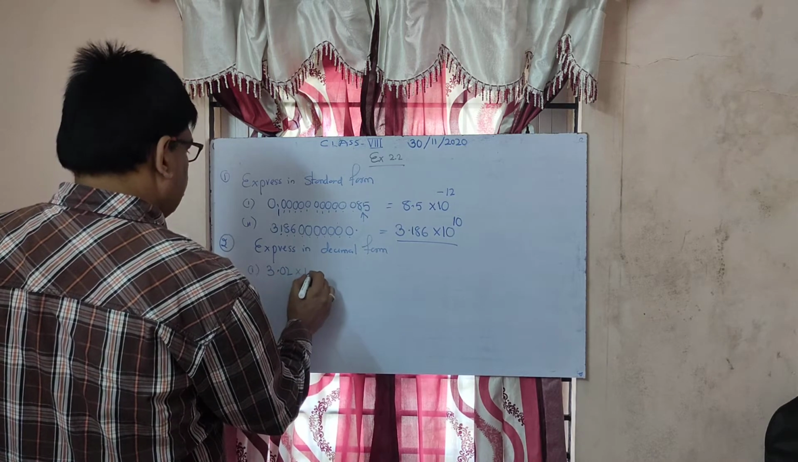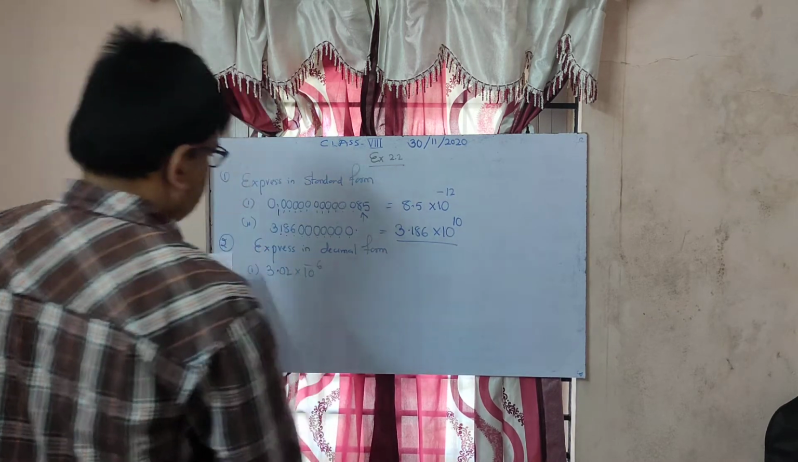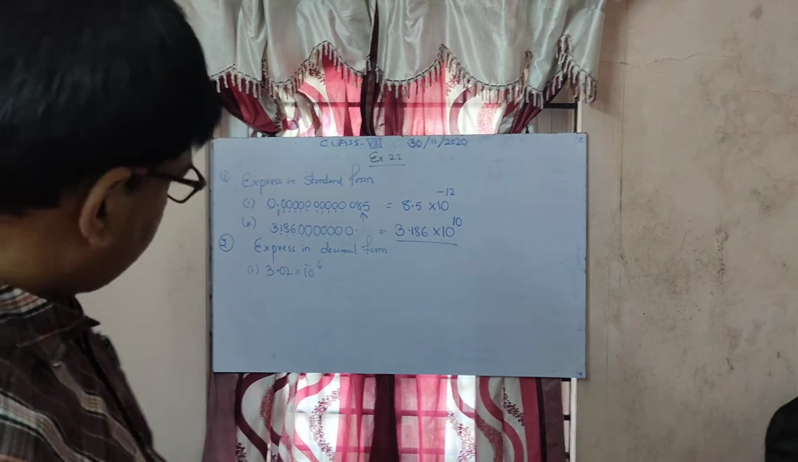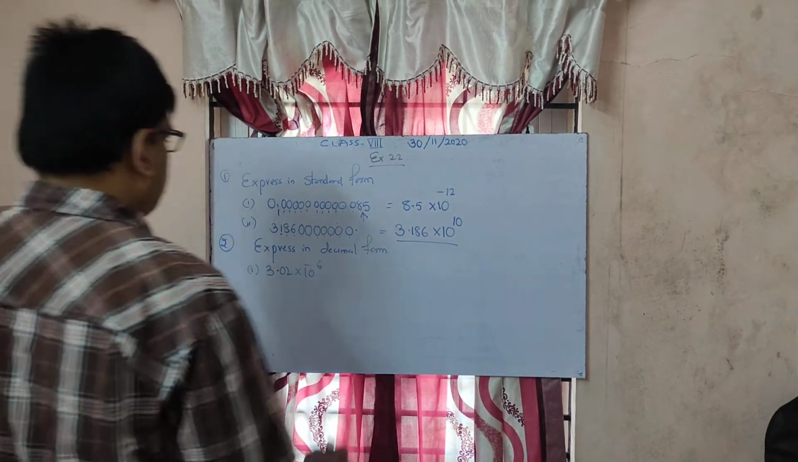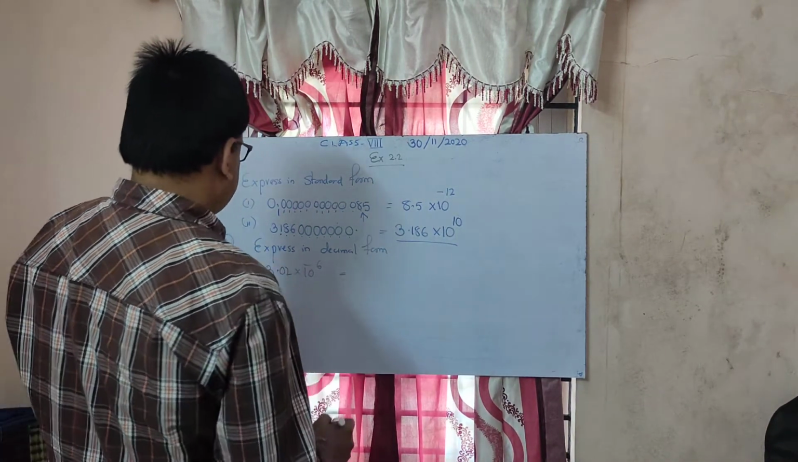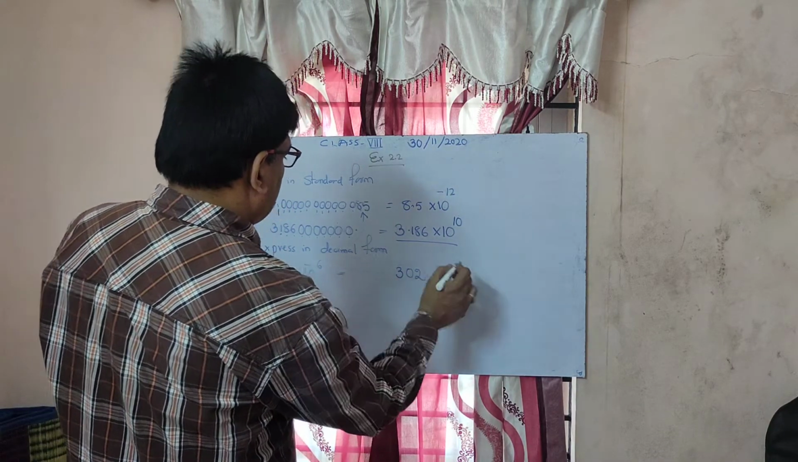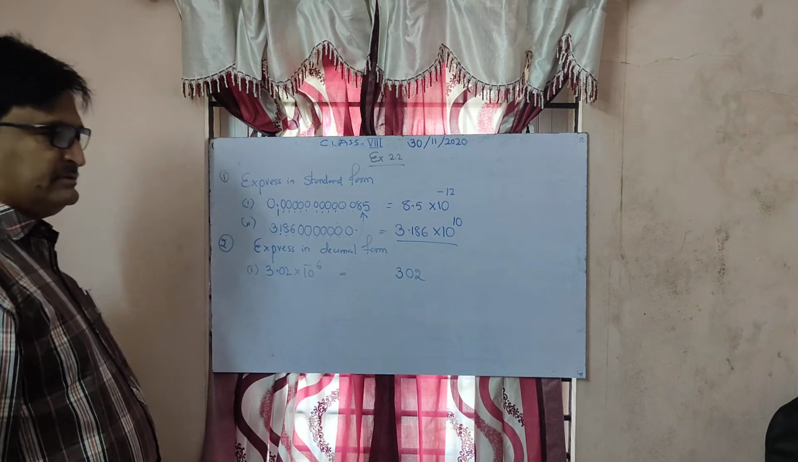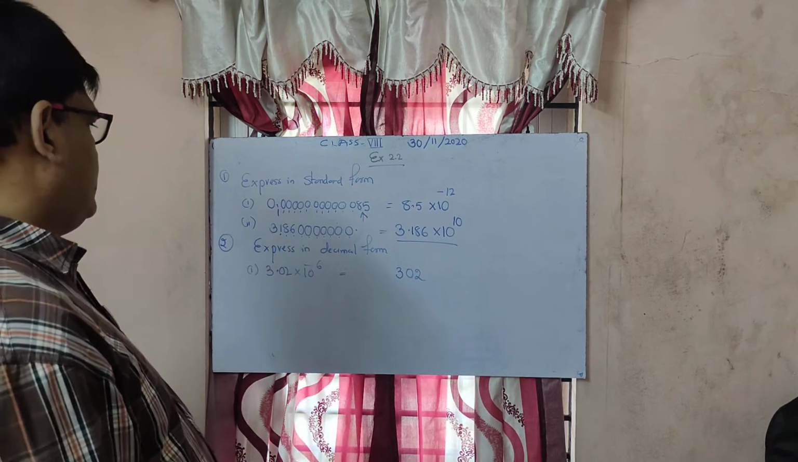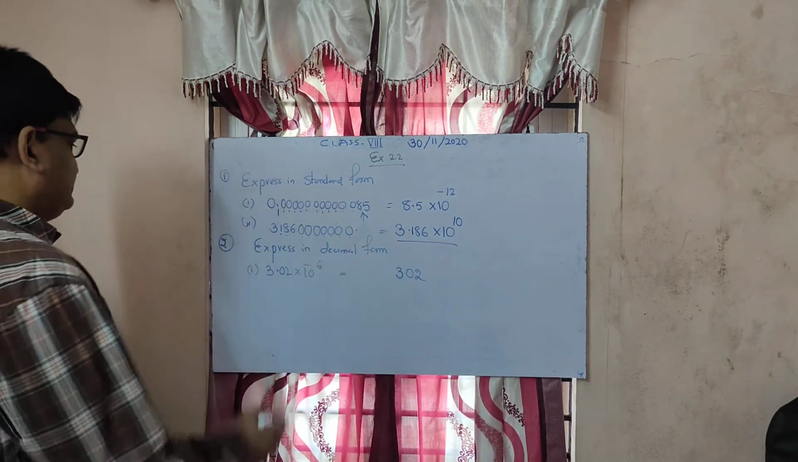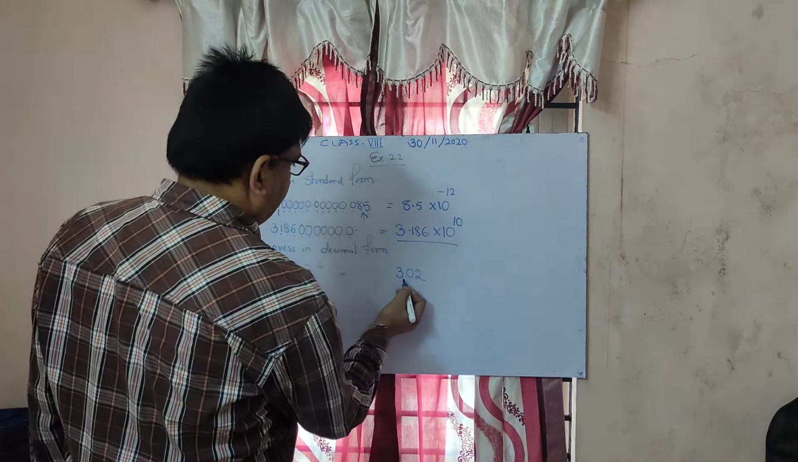3.02 into 10 to the power minus 6. First write whatever number is given, 302. Okay now, forget about the point. Now where is the point? The point is here.